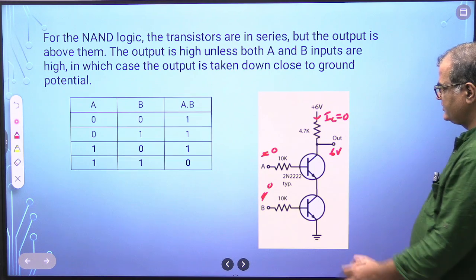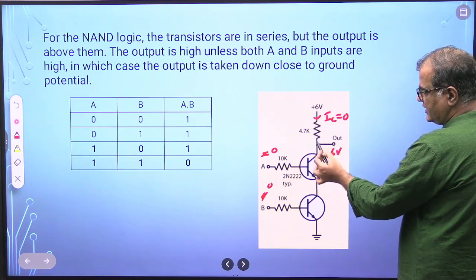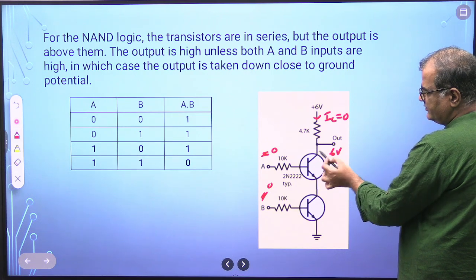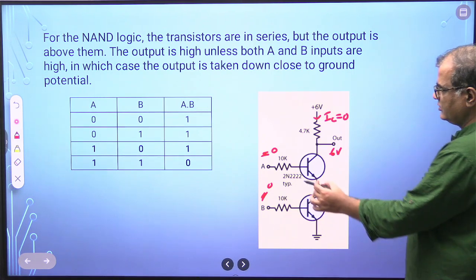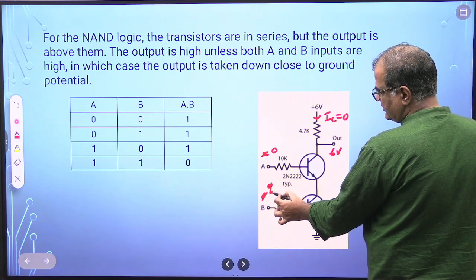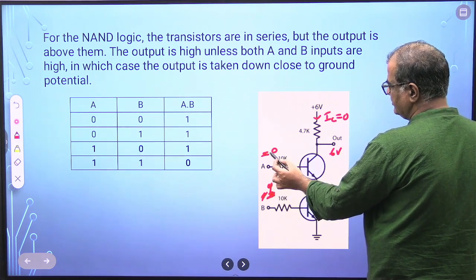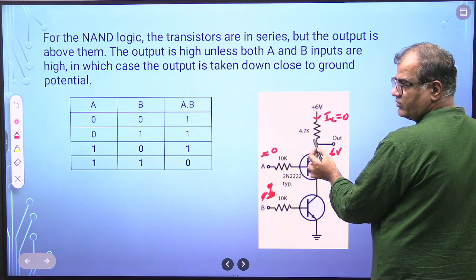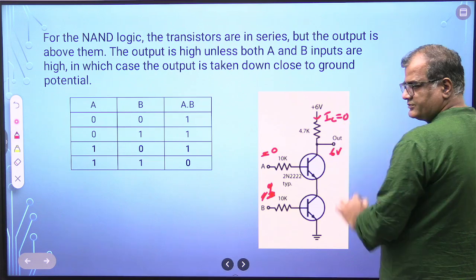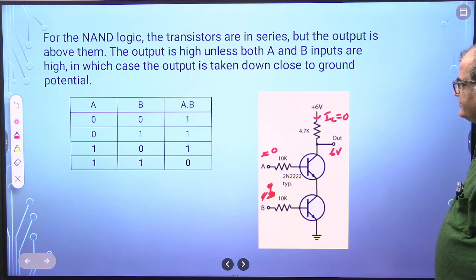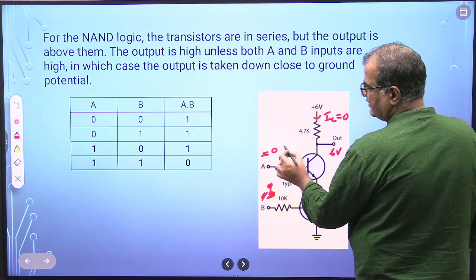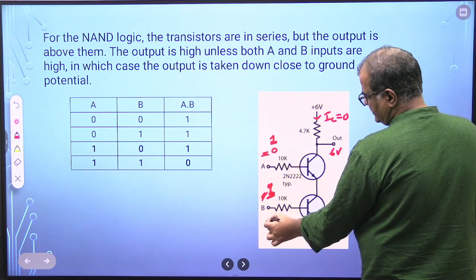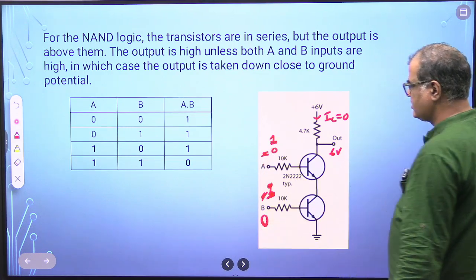Okay. If this is 0, now this current IC becomes 0. So this voltage will directly come here. Okay. Now we say this is 0, this is 1. Same thing. If this is 0, this current cannot flow. This will be 0. Again 6 volt, 1. But now what happens if this is 1 and this is 0? Tell me, what will happen?